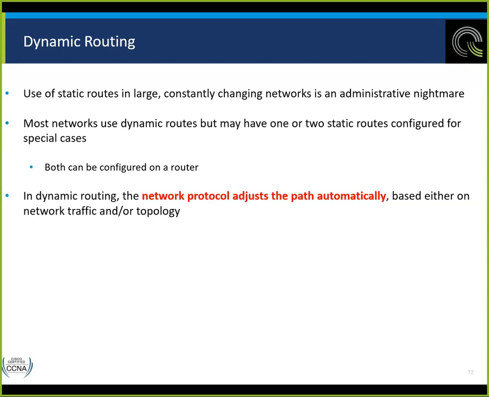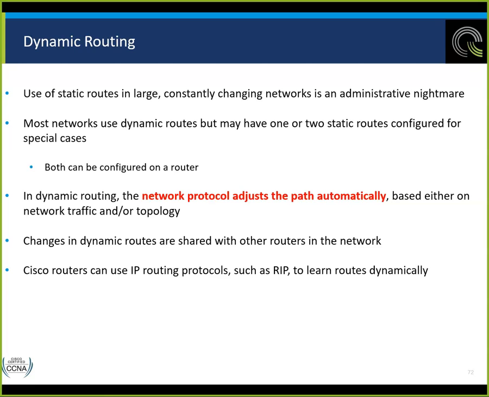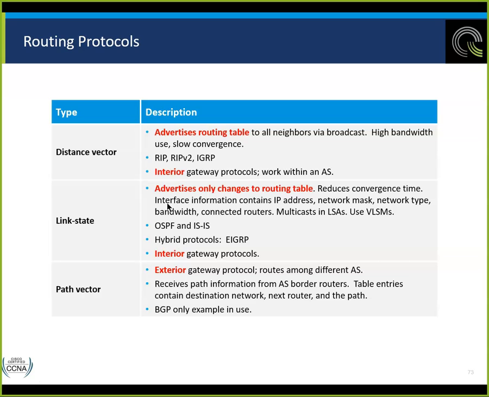The so-called advanced EIGRP and OSPF update based on changes. RIP updates based on timing, 30 seconds for RIP v1. Changes in the dynamic routes are shared with the other routers, and Cisco routers use IP routing protocols such as RIP to learn routes dynamically. RIP, EIGRP, OSPF, and again, OSPF is the routing protocol that is the topic of this CCNA exam. The routing protocols, we'll look at those when we get back from break.